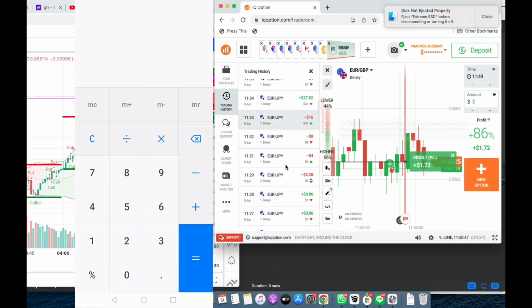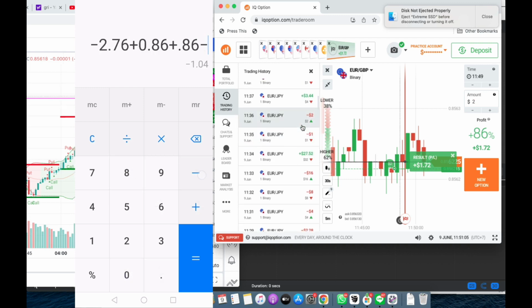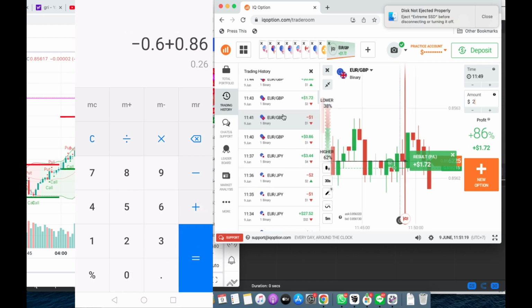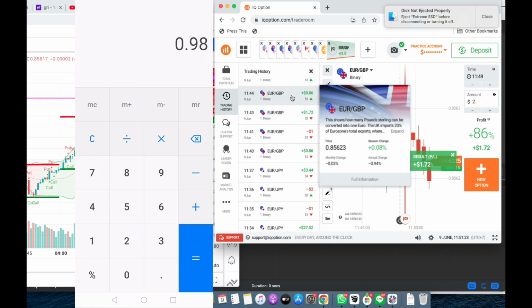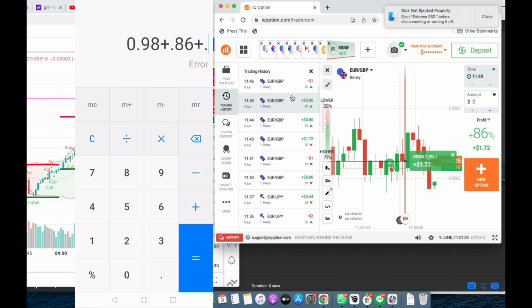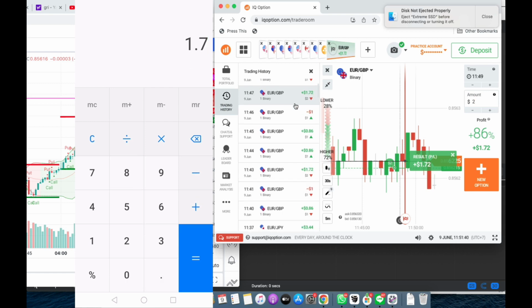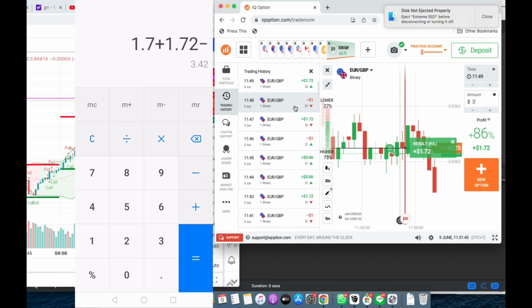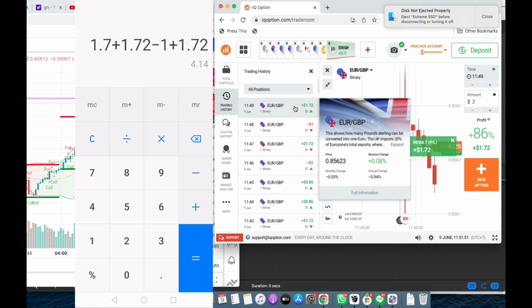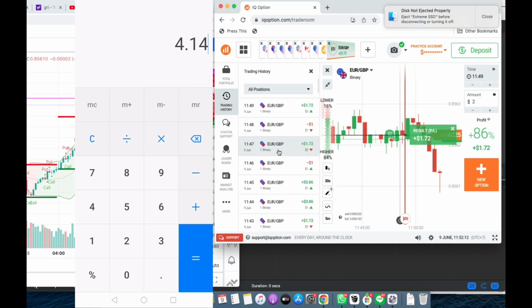So we already know from this whole set it's minus 276 plus 0.86 plus 0.86 minus 0.04 minus 1 minus 2 plus 3.44, okay, plus 0.86 minus 1 plus 1.72, 98 plus 0.86 plus 0.86 minus 1 plus 1.72 minus 1 plus 1.72, and that's a total profit of 4.14 in the amount of time, well, 22 minutes.